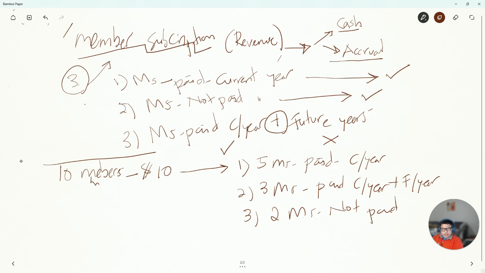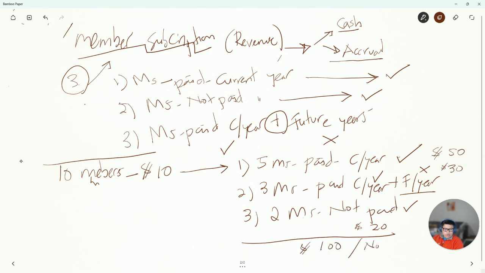Based on the first explanation, we're going to recognize this one as revenue. 3 members paid for the current year, we're going to recognize this one. We're not going to recognize this one. We're going to recognize this one. So mathematically, this is $50 we're going to recognize. Then the 3 members, $30 we're going to recognize, but $30 is not going to be recognized. This is 2 members, we're going to recognize $20. So mathematically here, we're going to recognize the revenue as $100.